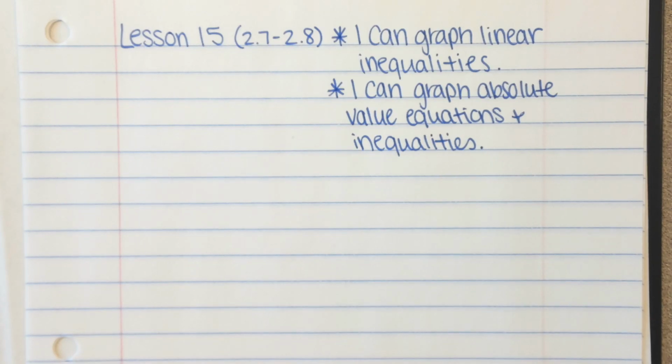Today we're going to look at Lesson 15. This comes from sections 2.7 and 2.8 in your textbook. We have two different I can statements or objectives today. I can graph linear inequalities, and I can graph absolute value equations and inequalities.